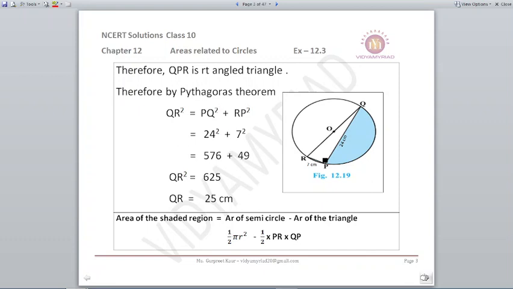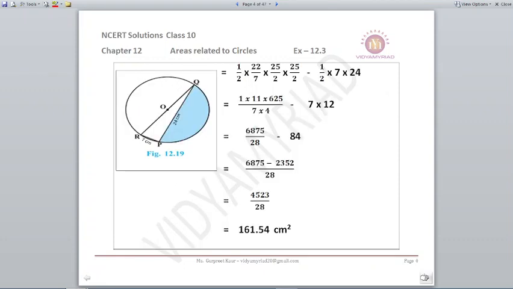So area of the semicircle is half pi r square minus half into base into height, that is PR into QP. We will put the values here. Half into pi will be taken as 22 by 7 into 25 by 2 into 25 by 2 minus half into 7 into 24. On solving this, we will get 4523 divided by 20. That is 161.54 centimeters square.